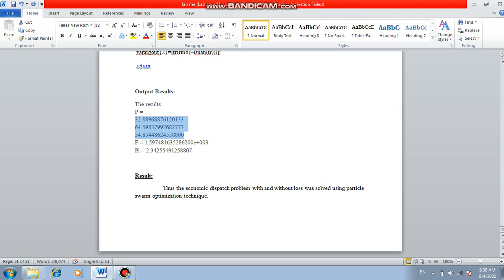This output is effective when compared to the normal lambda iteration method. So compared to the lambda iteration method, this method is effective and we are getting effective results. The economic dispatch problem with and without losses was solved using the particle swarm optimization technique. This technique can be extended to solve any type of problem, be it a power system problem or any common mathematical or mechanical problem, whatever it may be.